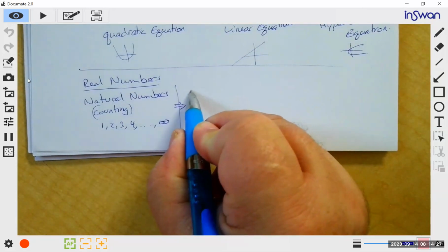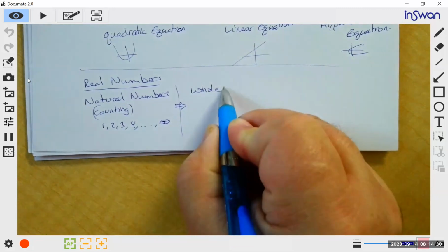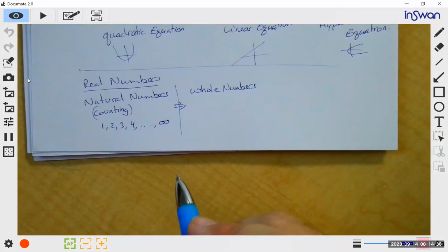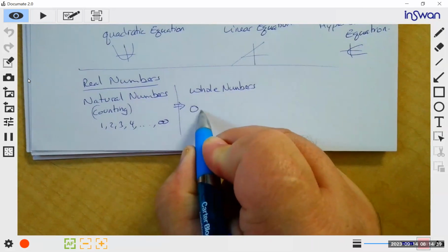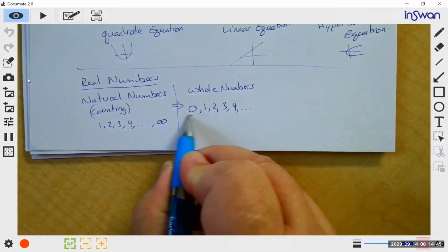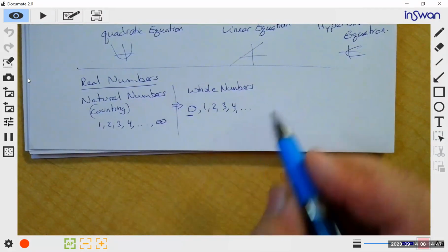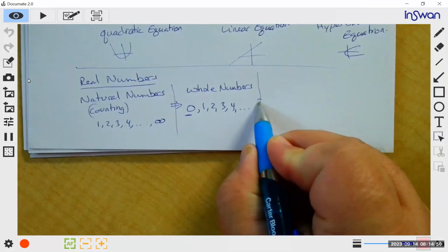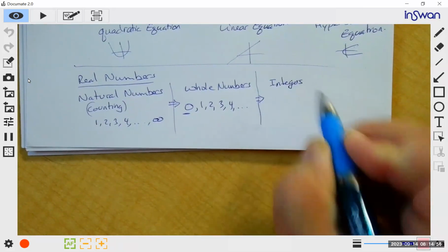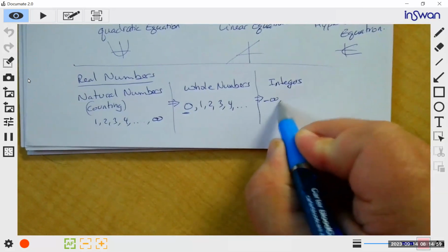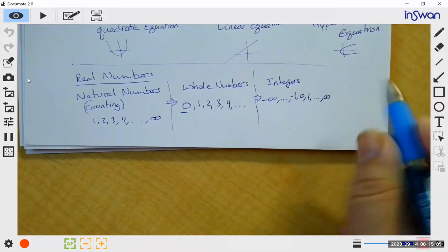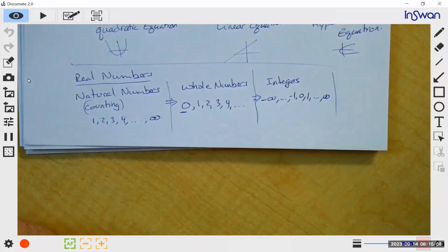This leads to whole numbers. The whole numbers begin with a whole. And then they go on from there. So this one now has a 0. That leads us to integers. Those include the negatives, from negative infinity to positive infinity. No decimals, though.